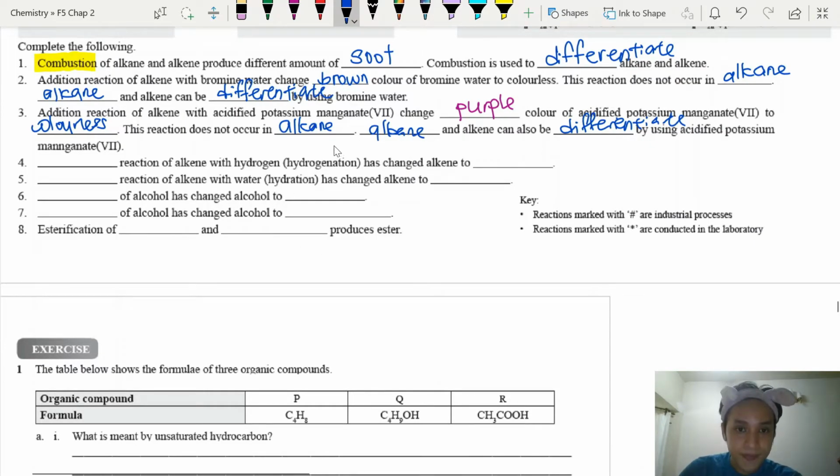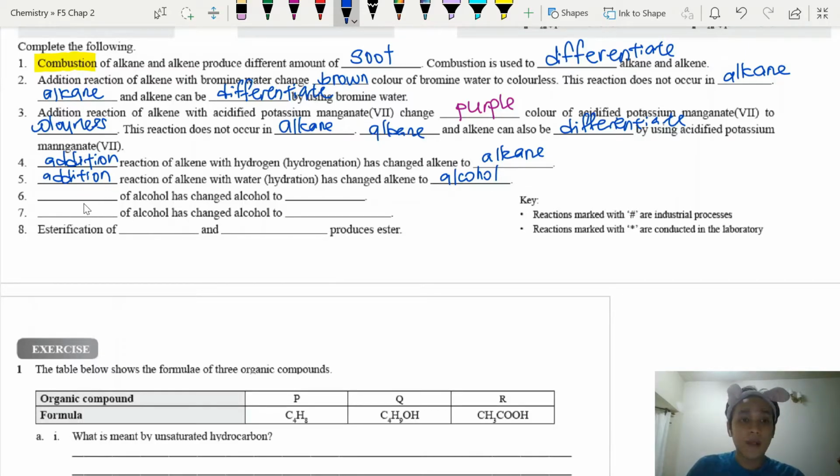Hydrogenation: remember this one is an alkene addition reaction. All alkenes undergo addition reaction. Remember we have five different addition reactions. So hydrogenation changes alkene to alkane. And then addition reaction with water changes alkene to alcohol.